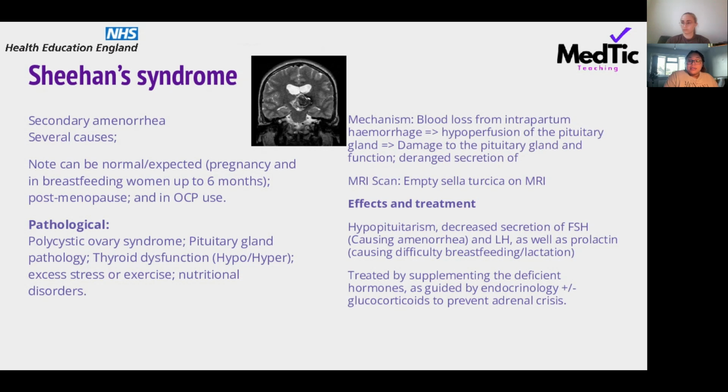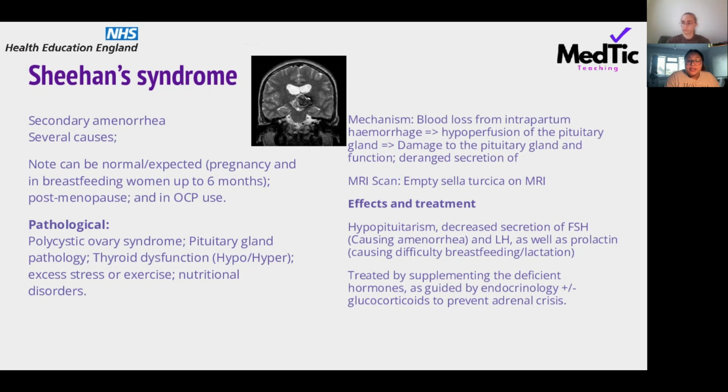So signs, again, are mainly related to the fact that the woman hasn't had a period despite not being on any hormonal contraception. And in order to diagnose what's going on, generally it's an MRI of the head to investigate the pituitary.